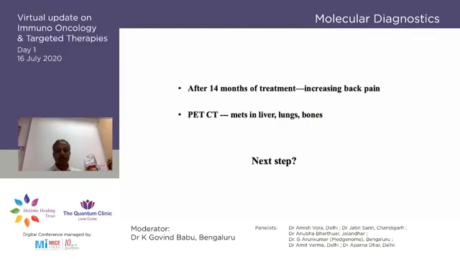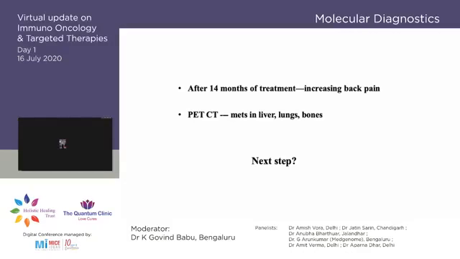But at that point of time, she came back with increasing back pain, and the PET scan showed metastasis in liver, lungs, and bones. And by age and the therapy that she had, she had become postmenopausal by this time. So what would you do next? Amit?